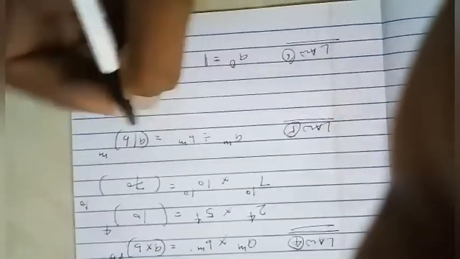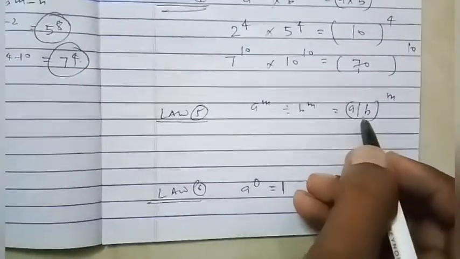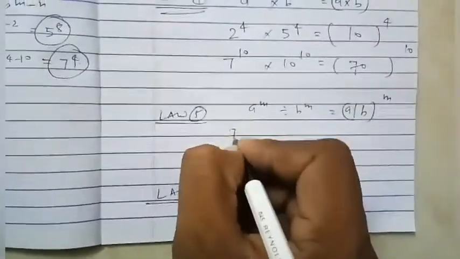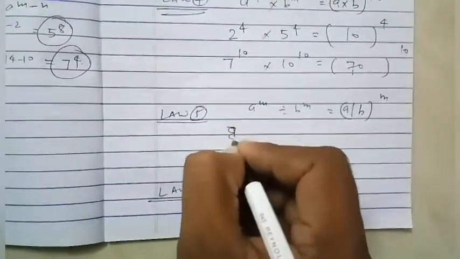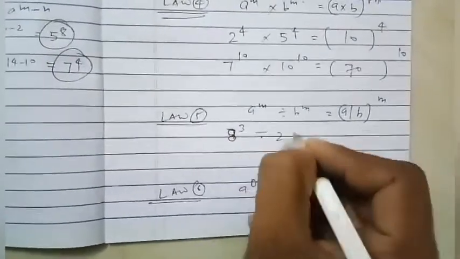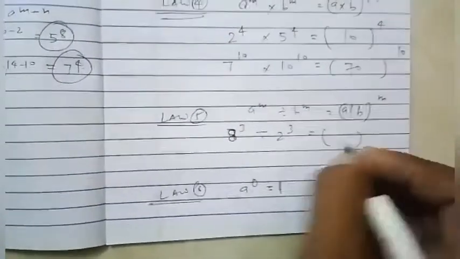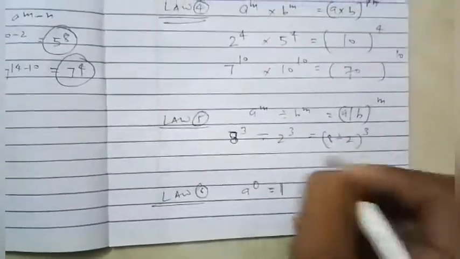In the case of division, you have to divide. a raised to m divided by b raised to m is equal to a divided by b, all raised to m. Suppose you are having 8 raised to 3 divided by 2 raised to 3. So this would be, powers are the same, so put the same power. Simply 8 divided by 2. 8 divided by 2, 4 raised to 3 would be the answer.